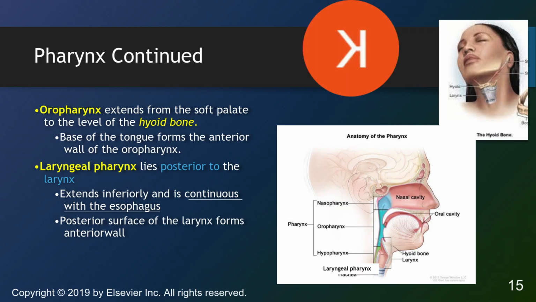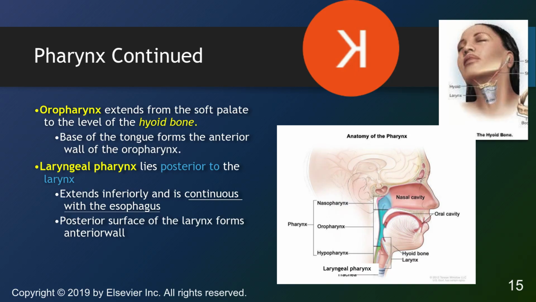Oropharynx extends from the soft palate to the level of the hyoid bone. The base of the tongue forms the anterior wall of the oropharynx. Laryngeal pharynx lies posterior to the larynx. It extends inferiorly and is continuous with the esophagus. Posterior surface of the larynx forms the anterior wall.